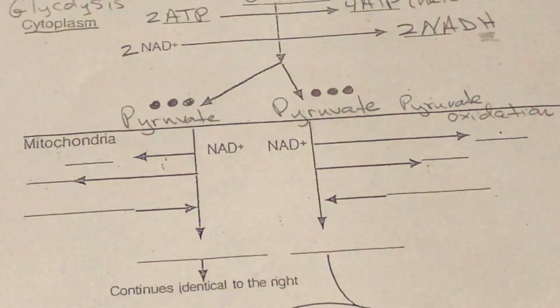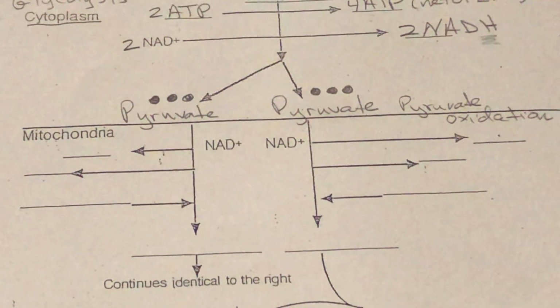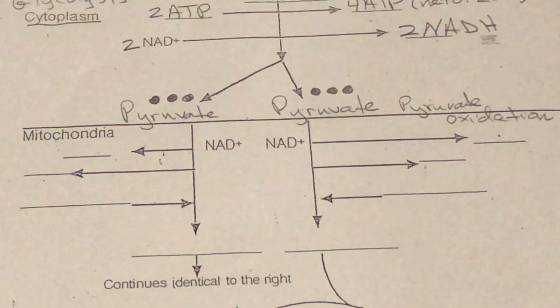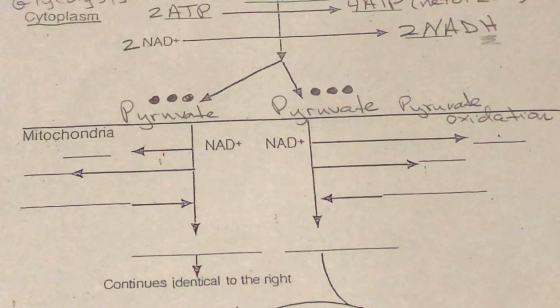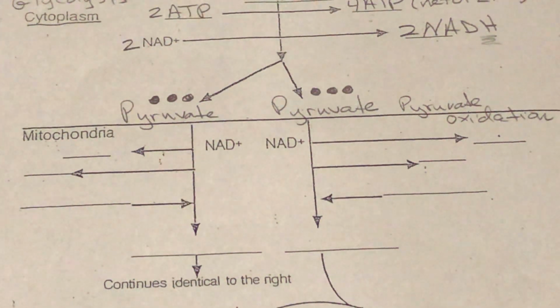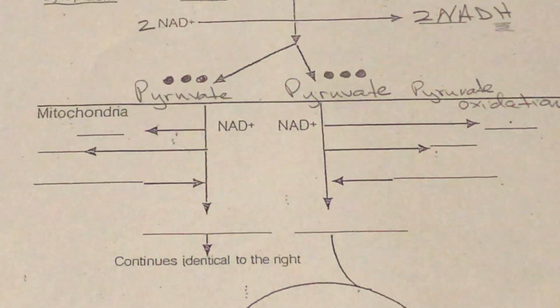And pyruvate oxidation, or the oxidation of pyruvate, if you think about the term oxidation, oxidation versus reduction, when things are oxidized, they lose electrons. So we're going to start breaking bonds to release more electrons. Therefore, we're going to make more NADHs because we always have to have our carriers in there to pick up those electrons and hydrogen ions and move them to their final place, which is going to be the production of ATP.